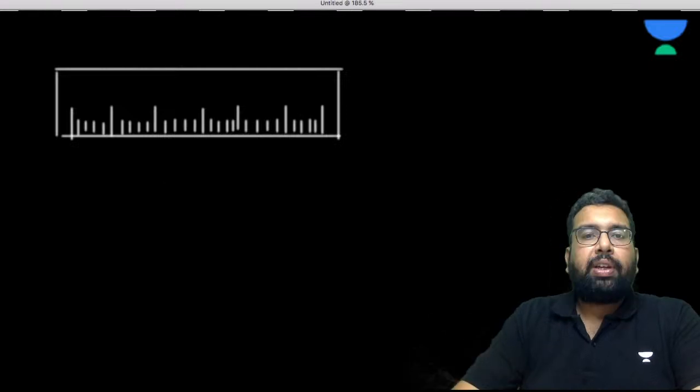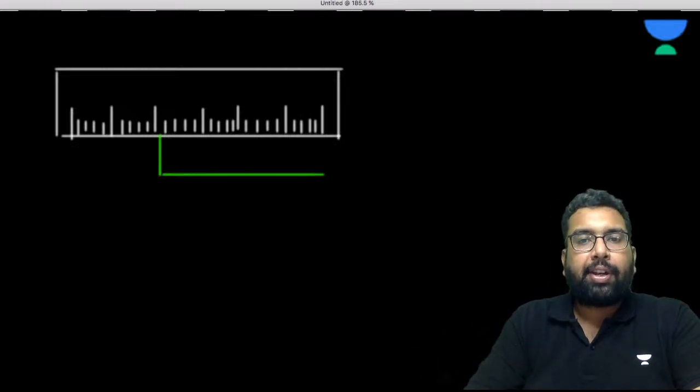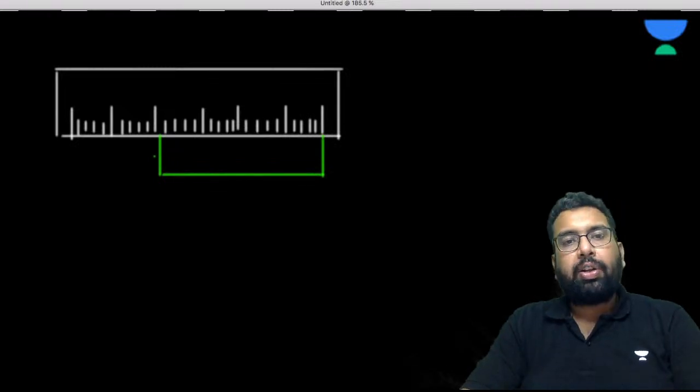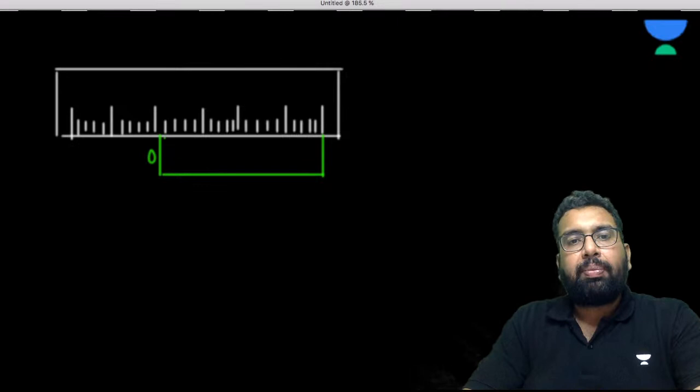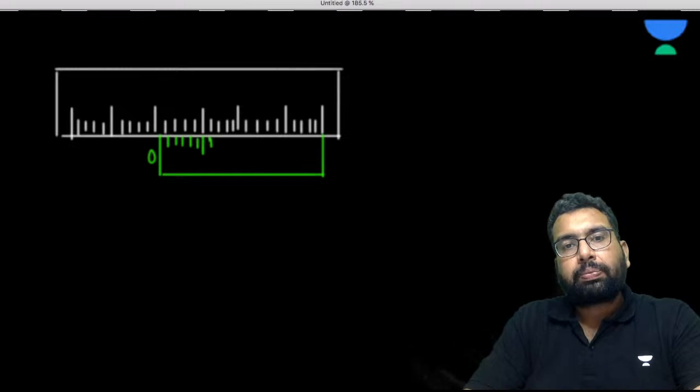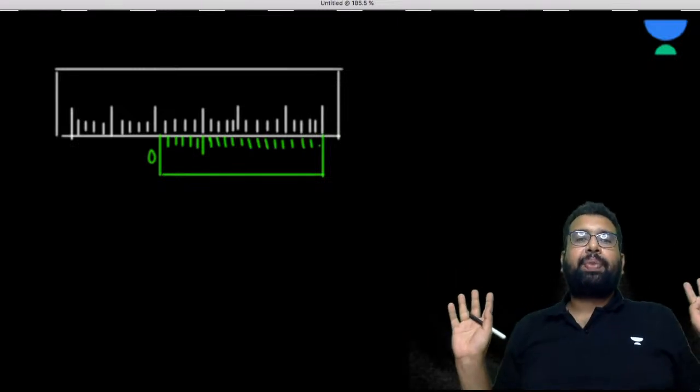Okay, and let's suppose we have the Vernier scale here. This is the zero of the Vernier scale, and then we have some readings: one, two, three. I'm making it by hand, so it is just like this.